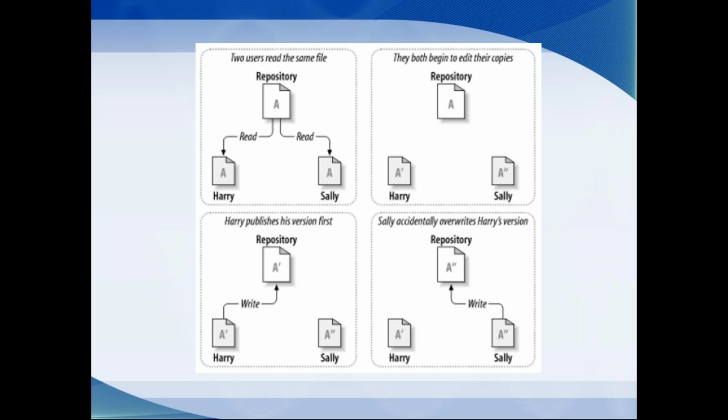Committing is copying to the repository from your local machine, and checking out is copying from the repository to your local machine. Now I use these terms. First of all, in the repository there is a file A, file version A, for example. Now Harry and Sally both, in this first diagram, checked out the code to their local machine.